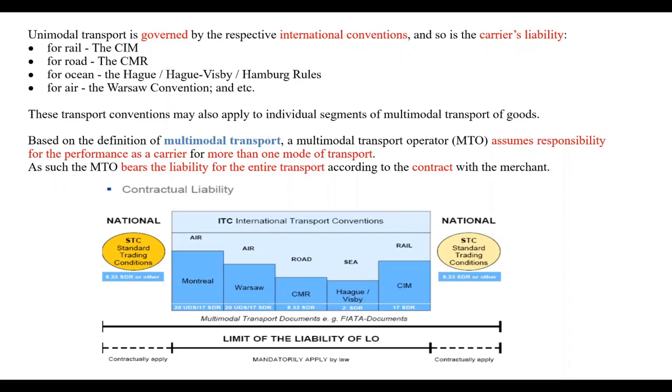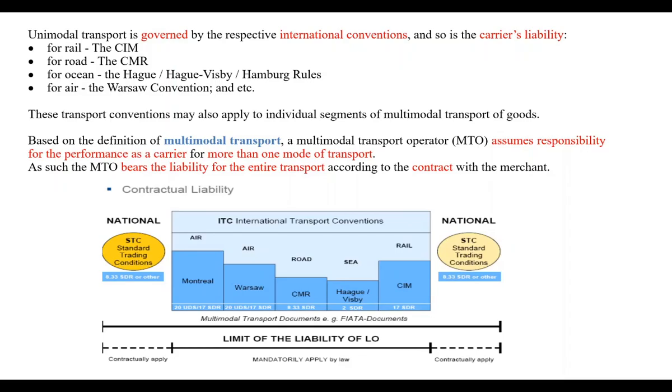Also, the air is governed by Montreal and then the Warsaw Convention. When you use the Warsaw Convention, you are talking about a special drawing right of what? 17, equivalent to $20 US. And the same thing applies to what? The Montreal Convention. So these ones are the international transport conventions for the various modes of transport.